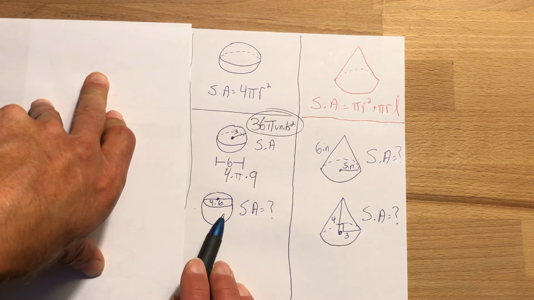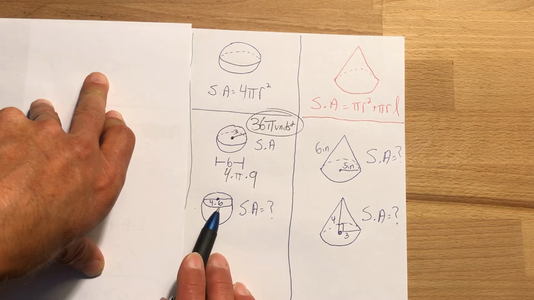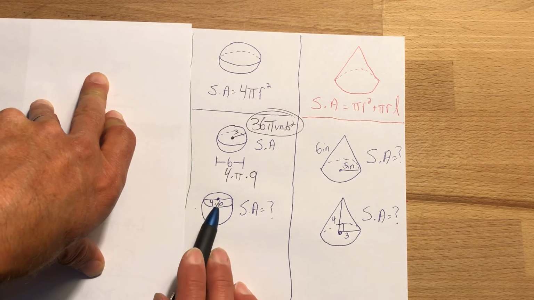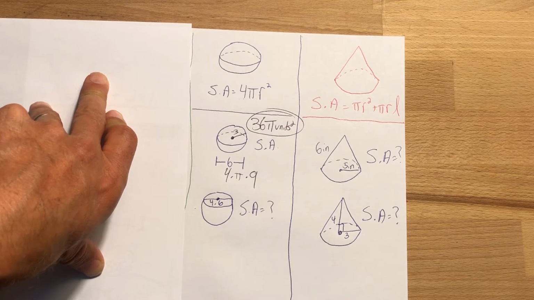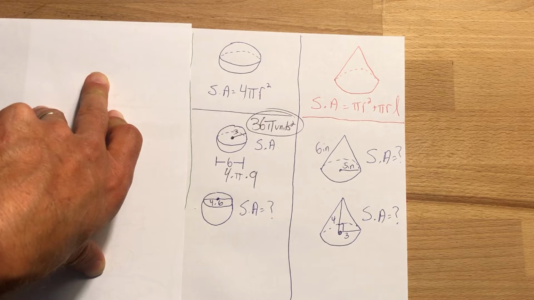Try to find the surface area of this, and pause the video. The diameter is 4.6, and see if you can find the surface area. And just to let you know, most of you guys will get this wrong, and I'm going to show you why you're going to get this wrong in a second. But try to pause the video and see if you can do it. This is half of a sphere, which is called the hemisphere.